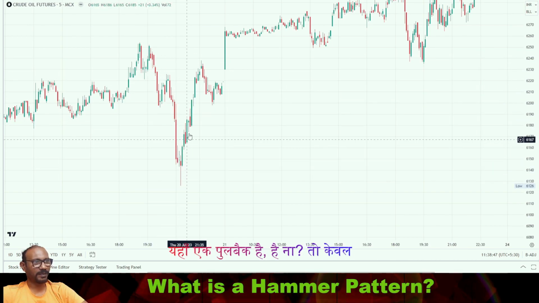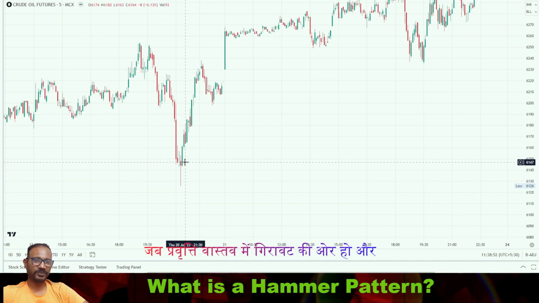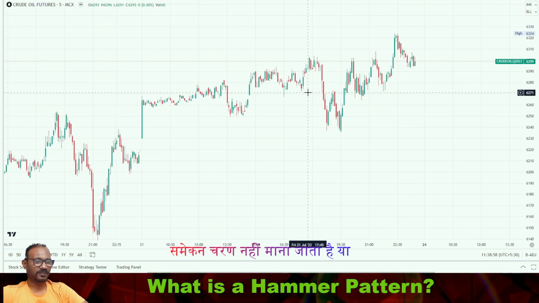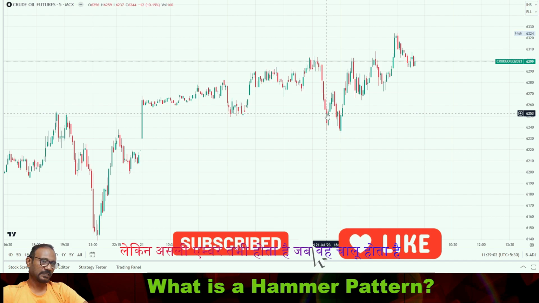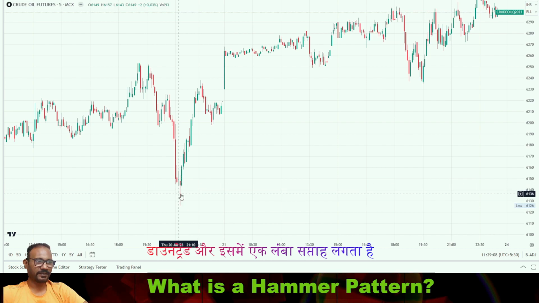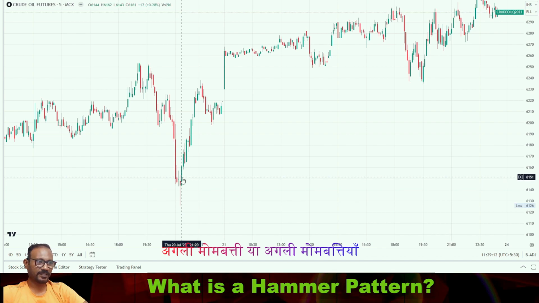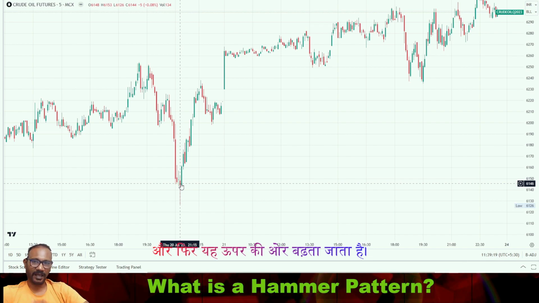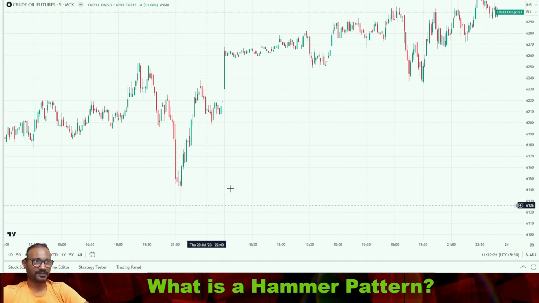From here, there is a pullback, right? So only when the trend is genuinely a downtrend and then a hammer is formed, it can be considered. Not at the consolidation phase or in the uptrend. That's a different pattern. We will talk about it. But a genuine hammer is only when it is on the downtrend and it takes a long wick, comes back and then forms a small body, and the next candle or the subsequent candles break the previous hammer candle's high, and then it continues to go up. That's a confirmation. You can plan your entries and exits.